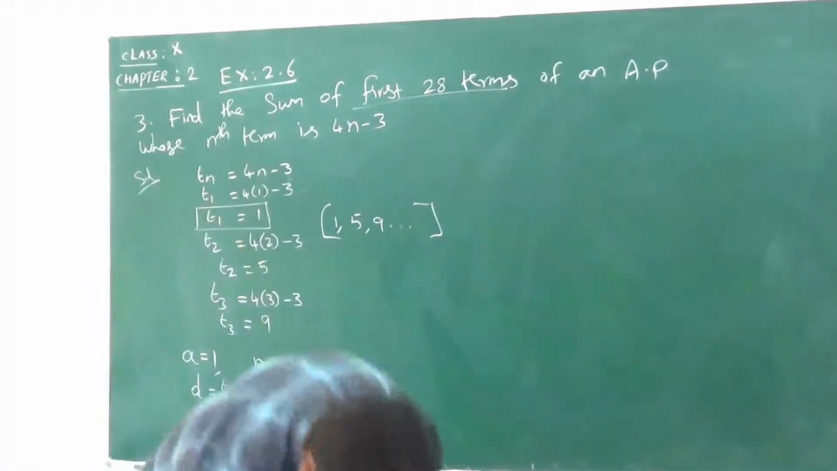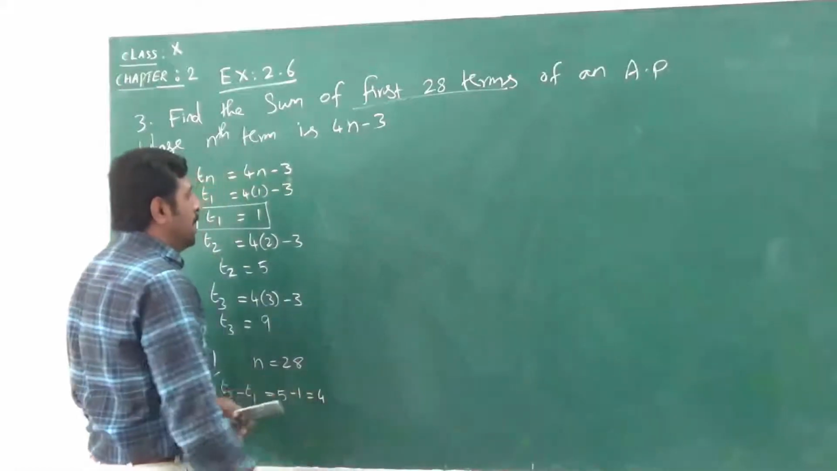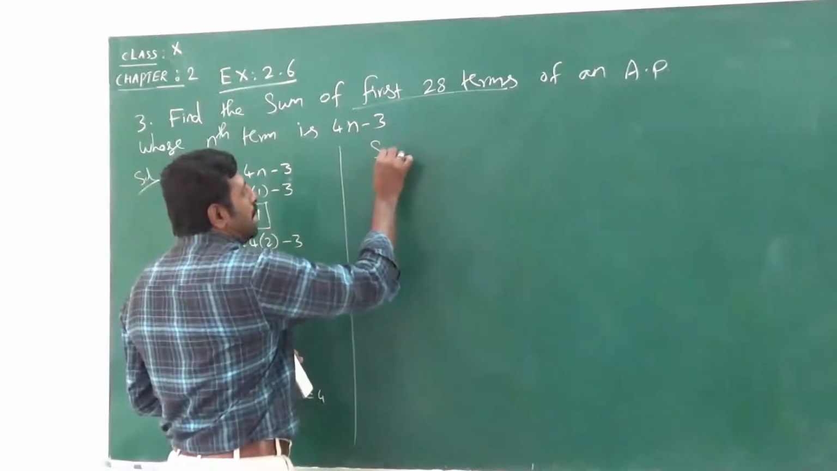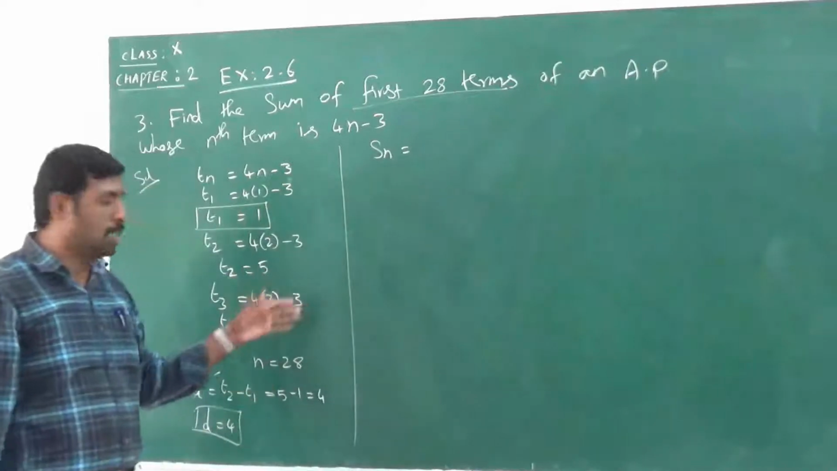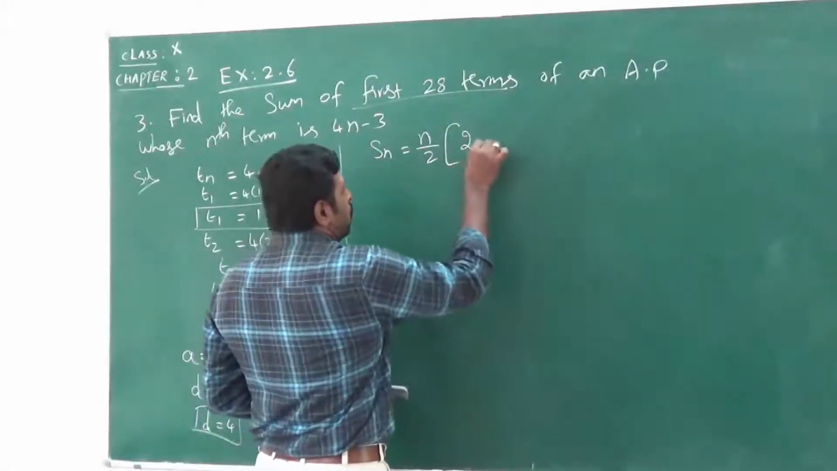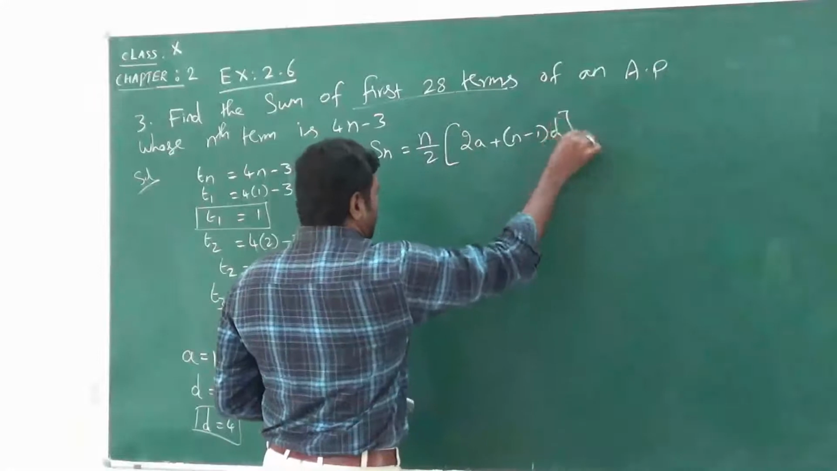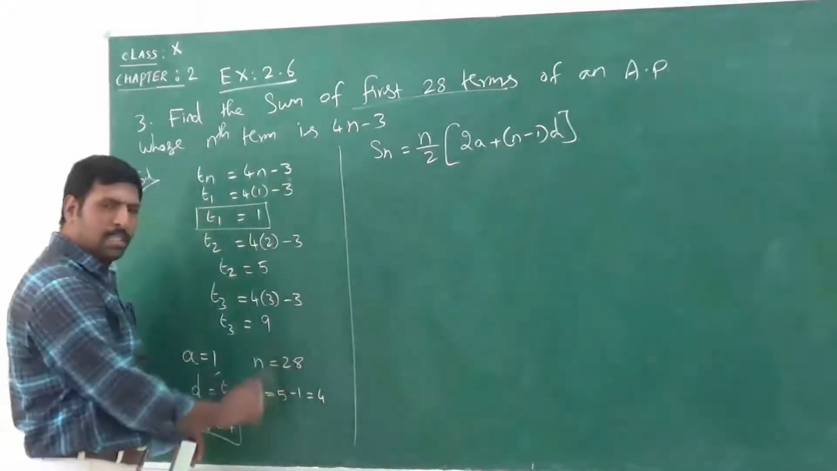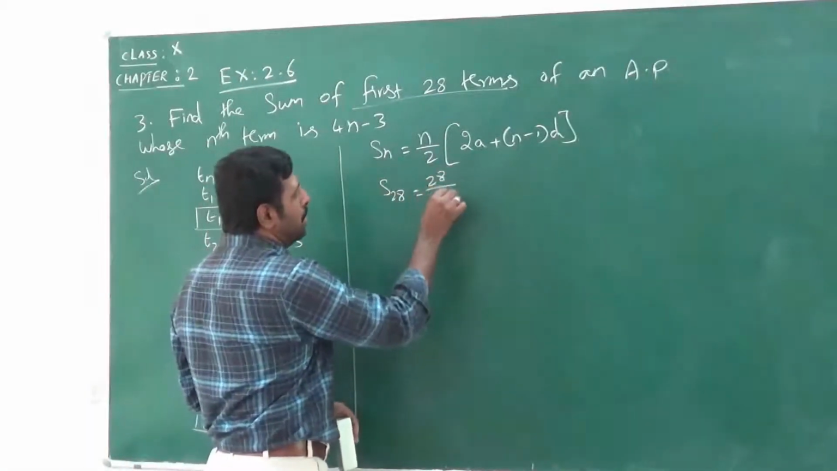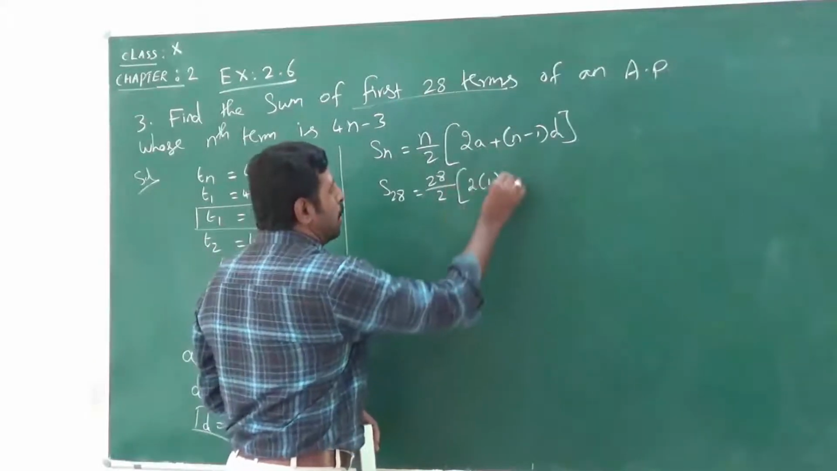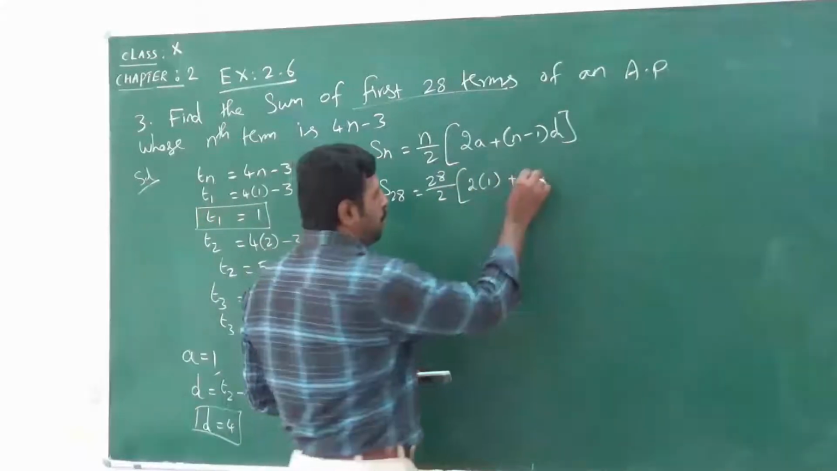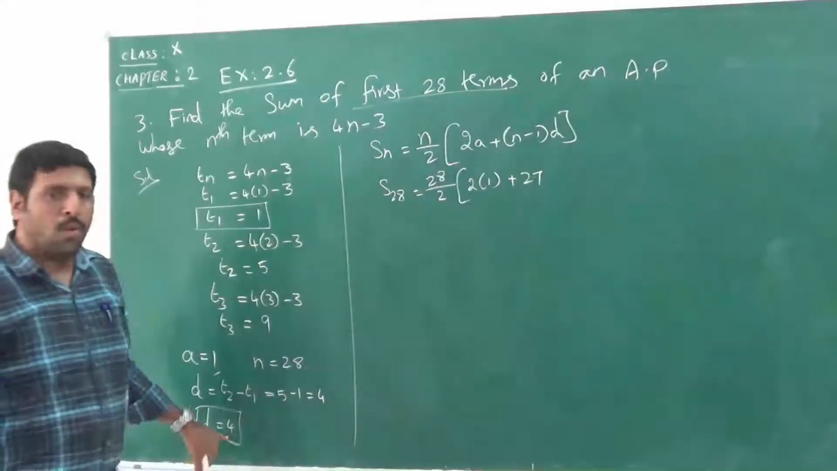Now we want to find out the sum of the first 28 terms. For this, we have the sum of the series formula, that is Sn is equal to, here also we don't know the last term, we only know a and d. So we use the formula n by 2 into 2a plus n minus 1 into d. Now in the place of n is 28, a is 1, d is equal to 4. So S28 is equal to 28 divided by 2 into 2 into 1 plus, here n is 28, 28 minus 1 is 27, and then d is 4.